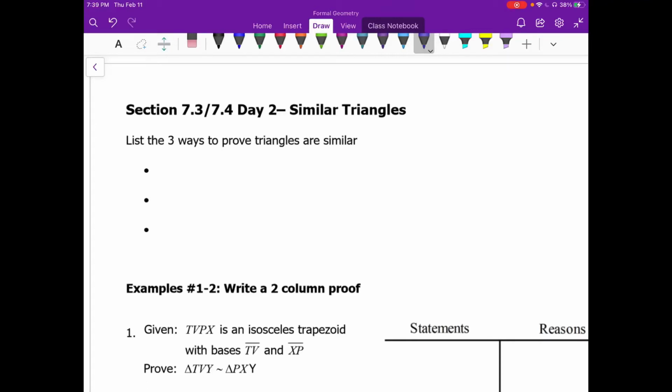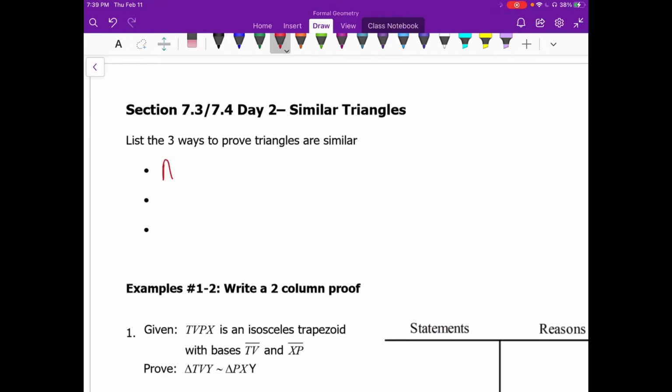Hello and welcome back to section 7.3 and 7.4, day 2, continuing our section on similar triangles. So first part of this is to list 3 ways to prove that triangles are similar. We went over those 3 ways in day 1.